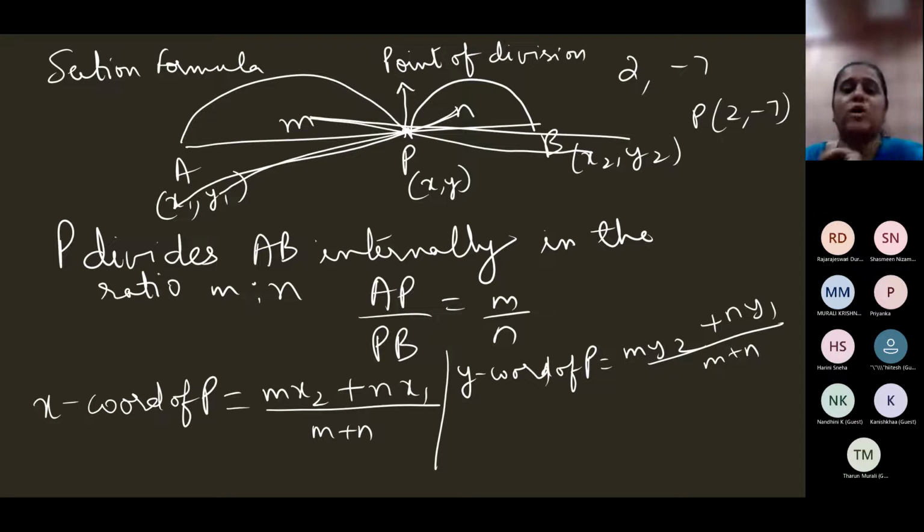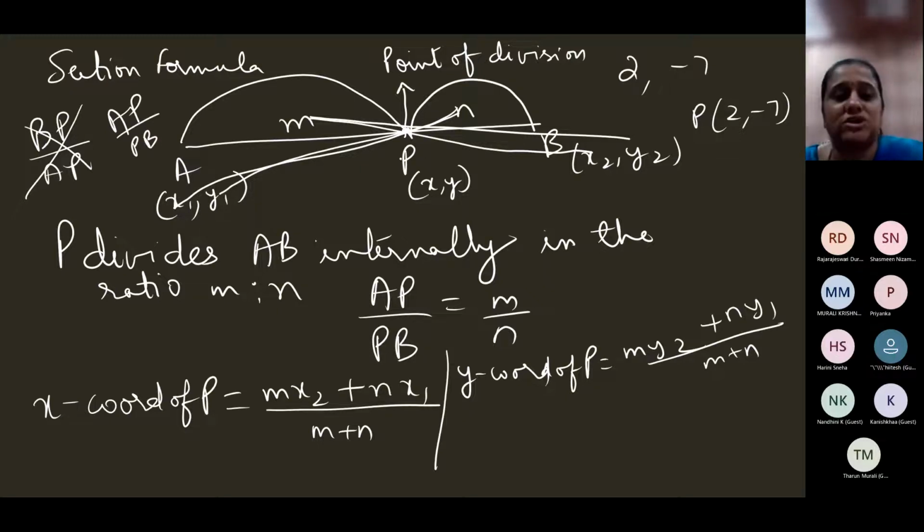So the terms here are point of division, internal division. This is internal division. The ratio is not BP by AP. No, the ratio is not BP by AP. This is wrong. The ratio is AP by PB. AP by PB is the ratio. PB by AP is not the ratio.